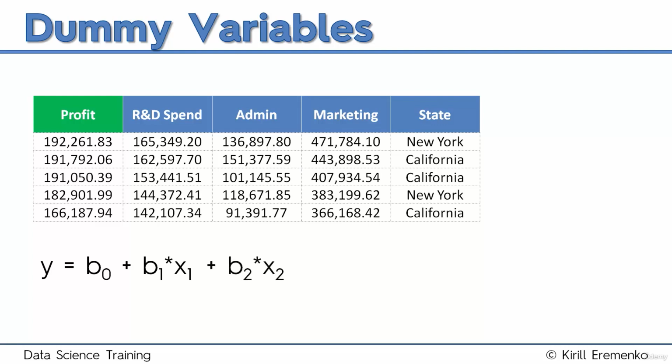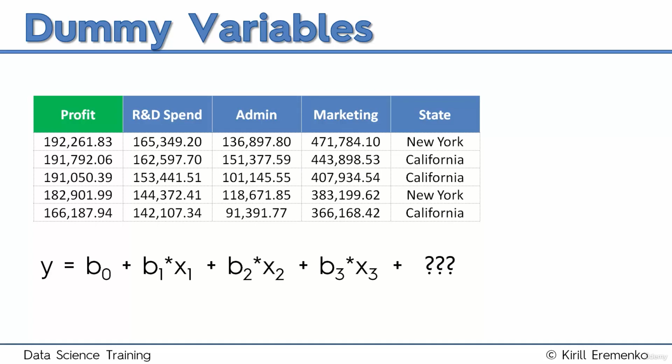Then you've got the admin variable, which is X2. It's got a coefficient of B2, once again admin. So in this case, X2 is going to be the dollar amount you see in the admin column. Then you've got the marketing spend, X3, which will be the dollar amount you see in the marketing column. And then you've got the state variable.